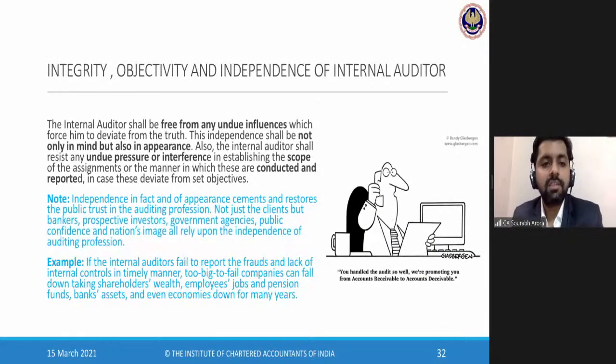Then we'll discuss the integrity, objectivity, and independence of the internal auditor. The internal auditor shall be free from any undue influence. Please see the words that we are using over here. Shall be. It is not should be. The internal auditor shall be. This is a requirement. Shall be free from any undue influences which force him to deviate from the truth. Independence shall be not only in the mind but also in appearance. Please remember this point as well. It should not just be in the mind but also in the appearance.